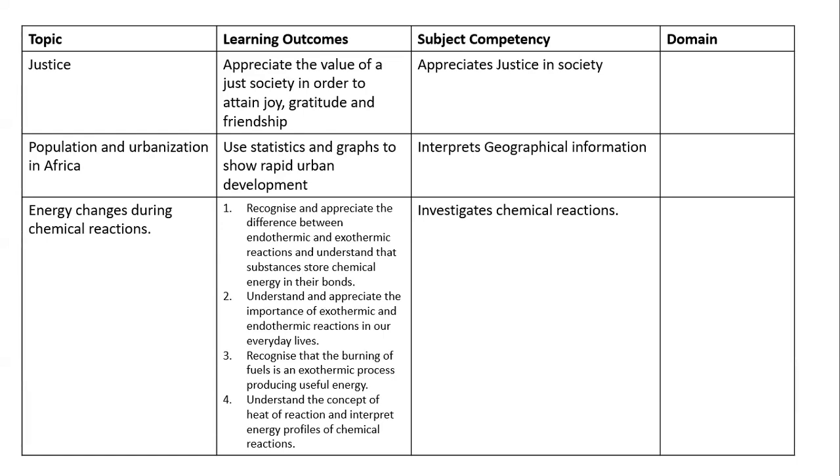Whenever you find investigative, it means you have to design a practical that is going to move the children from the first up to the last level of navigation. That is the energy changes, and this is what we have to do in senior 4.